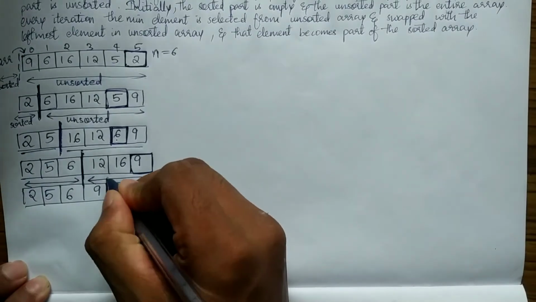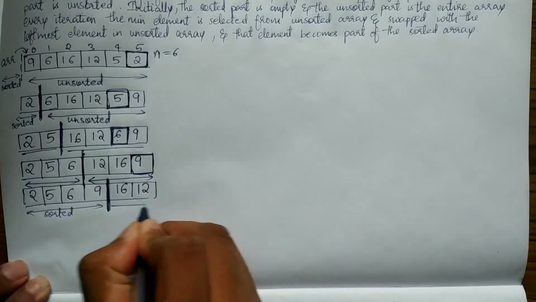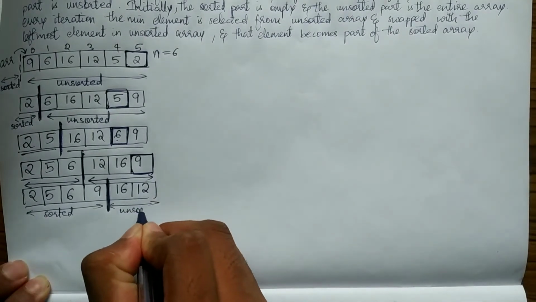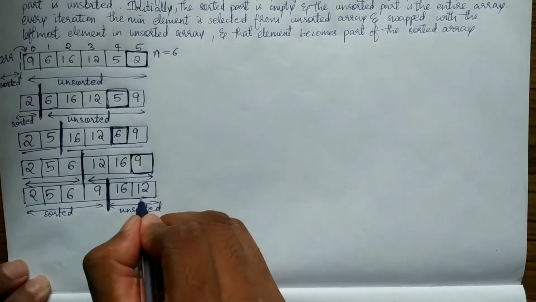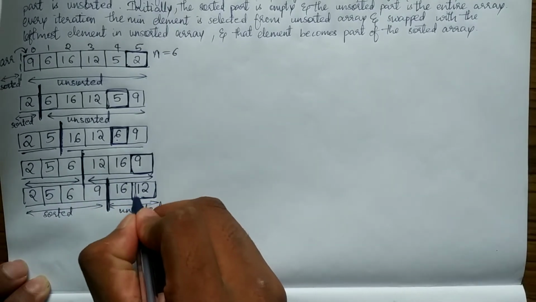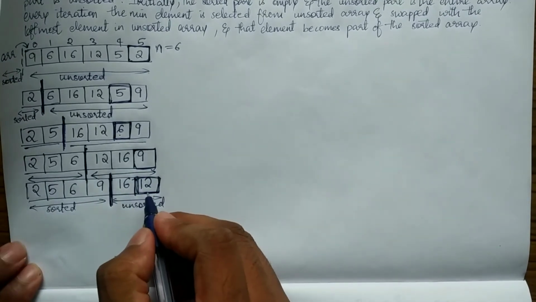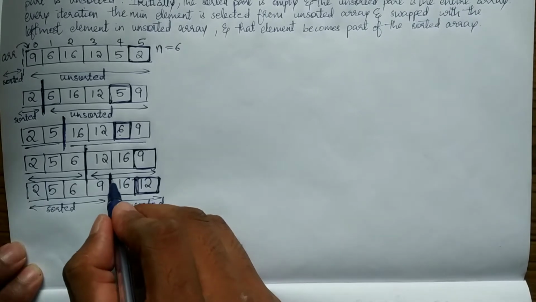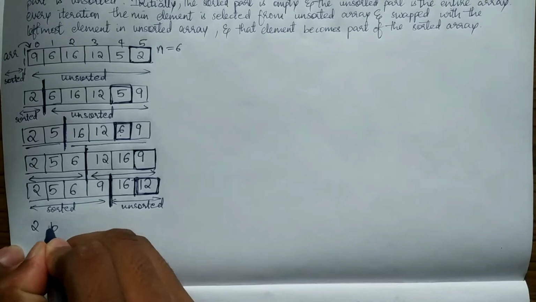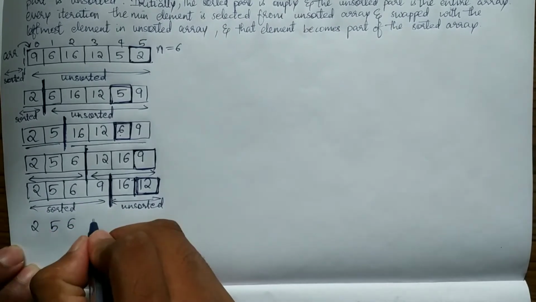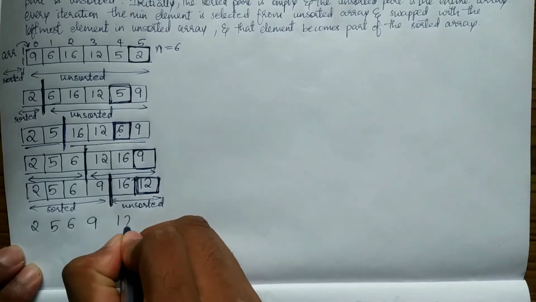So this is our sorted array now and this is our unsorted part. So again we will select the minimum element in the unsorted part. The minimum element here is 12. So we'll select 12 and swap it with the leftmost element in the unsorted part. So this is our unsorted part. So 2, 5, 6, we'll keep the sorted part the same. So again we will swap 12 with 16.